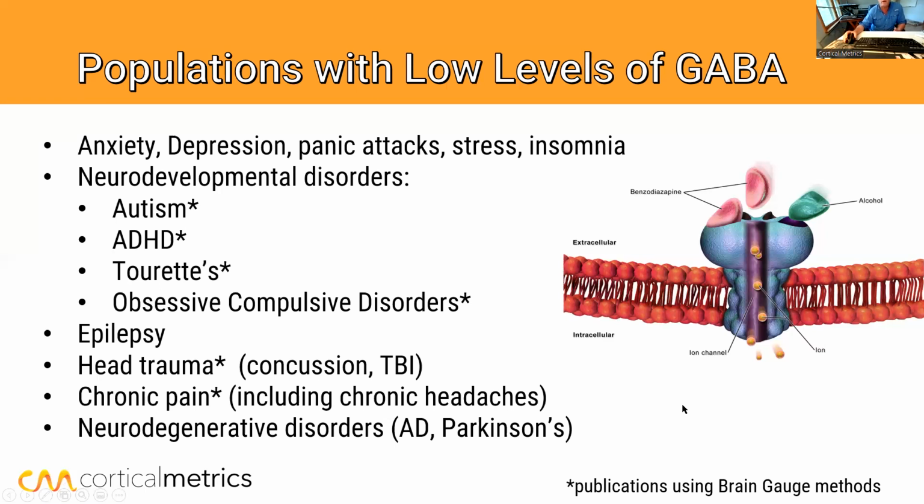You say, well, how can one neurotransmitter have all this to do with it? Actually, this is the predominant neurotransmitter in the brain for inhibition. There's GABA A and GABA B, and there's actually GABA C, but I don't think anybody has found it in the brain yet. It's in the retina. Anyway, everything I've mentioned has publications using the brain gauge methods.